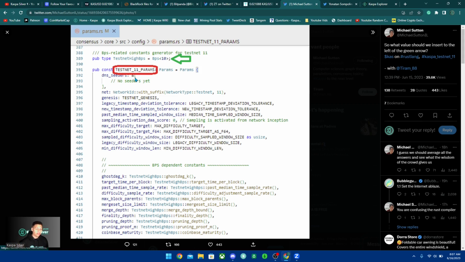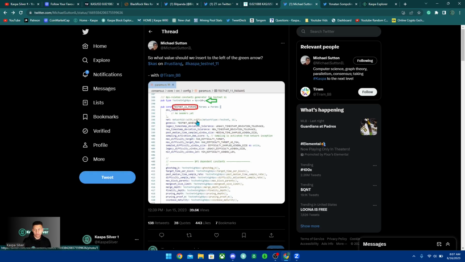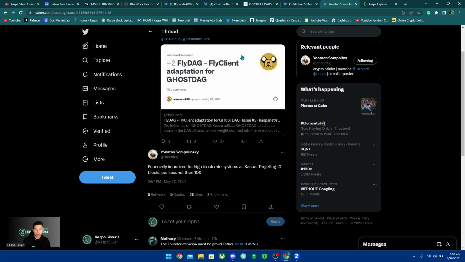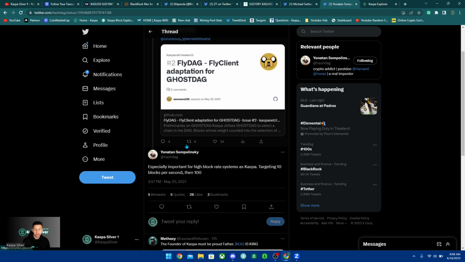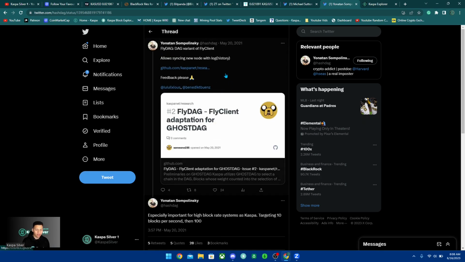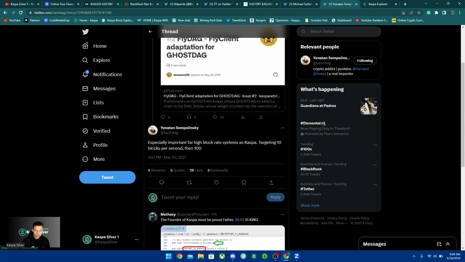And the goal is 32. And then the end goal is actually 100. Really, that's what Yonatan is wanting. You could see here back in the past, Yonatan mentioned this research, saying it's especially important for high block rate systems such as Kaspa, targeting 10 blocks per second, then 100.